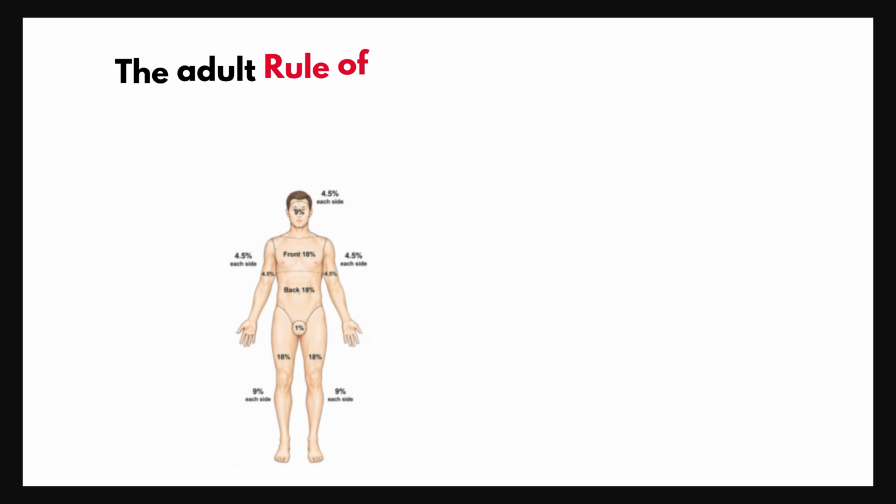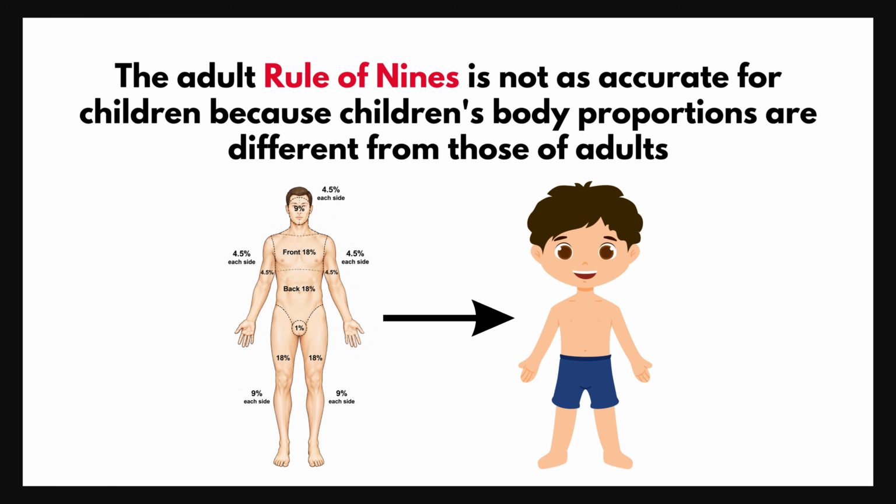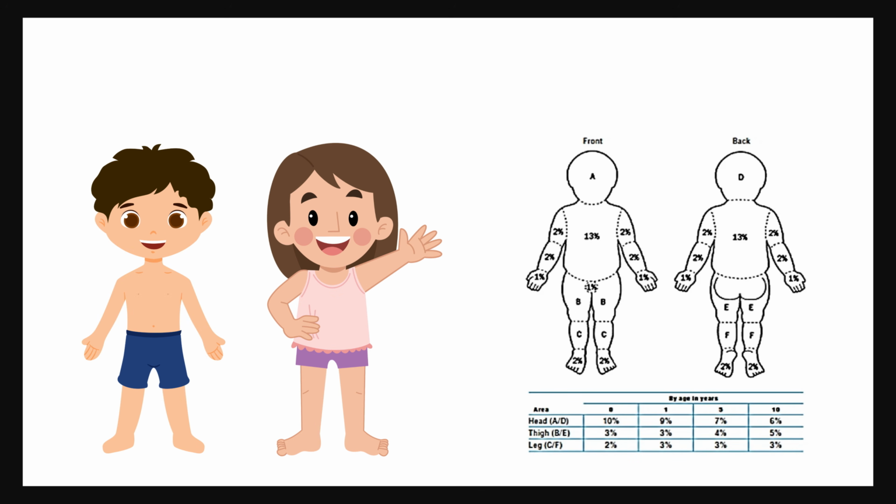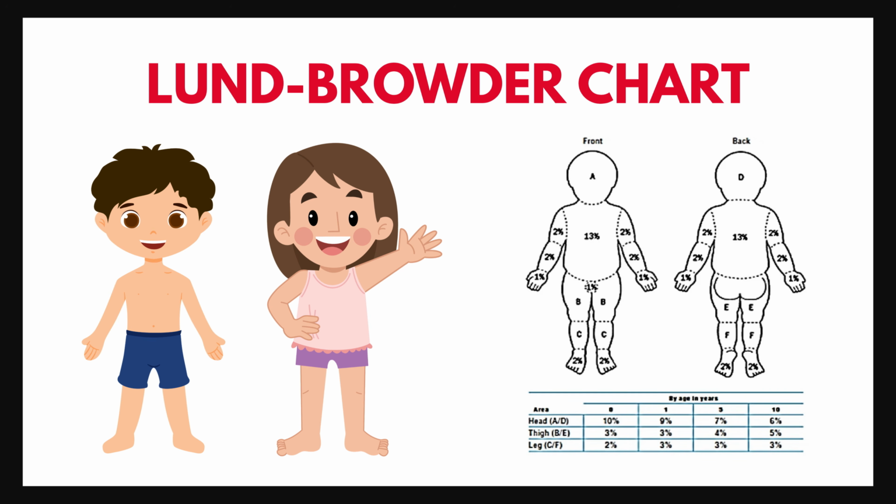The adult rule of nines is not as accurate for children because children's body proportions are different from those of adults. For example, children have proportionally larger heads and smaller legs compared with adults. So for children, a more accurate method is the Lund-Browder chart.